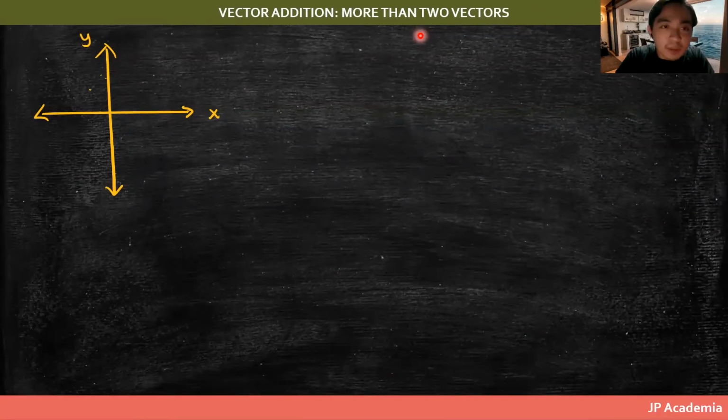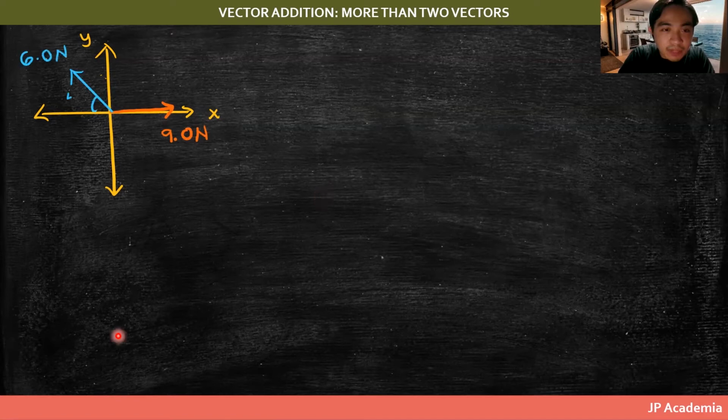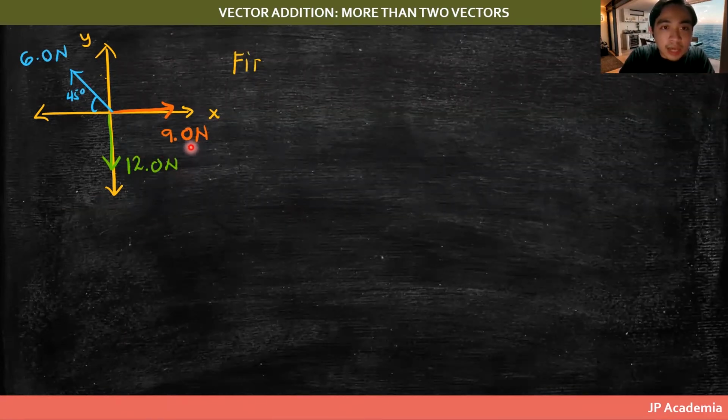Okay, so yung next problem natin, ito yung vector addition na more than 2 vectors. So may 3 vectors tayong given dito. So we have this Cartesian plane and we have the following vectors. So meron tayong dito 9 newtons. So forces to. Then we have 6 newtons na may 45 degrees along the negative x-axis. Then we have the third vector, 12 newtons na nandito sa ating negative y-axis.